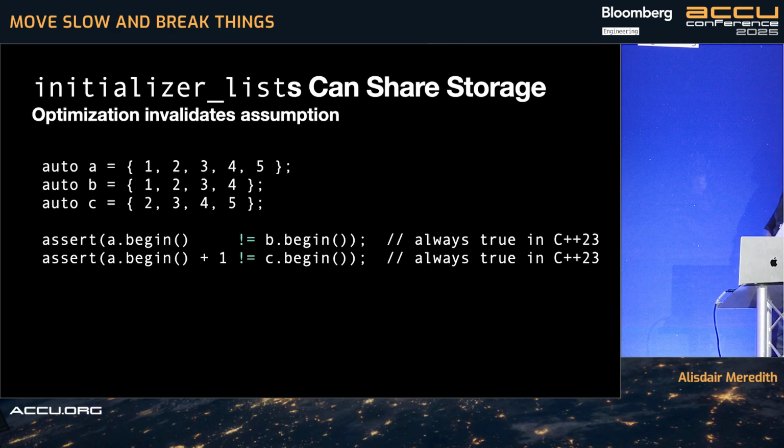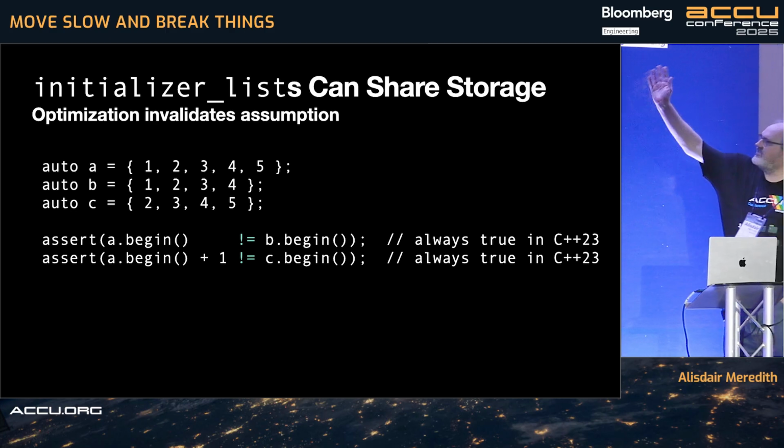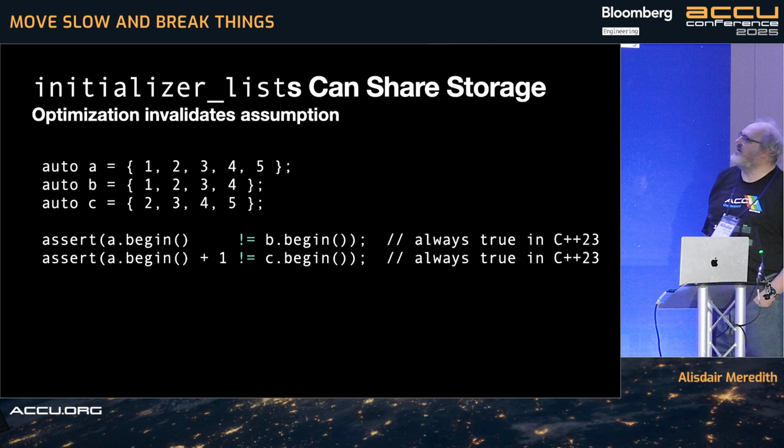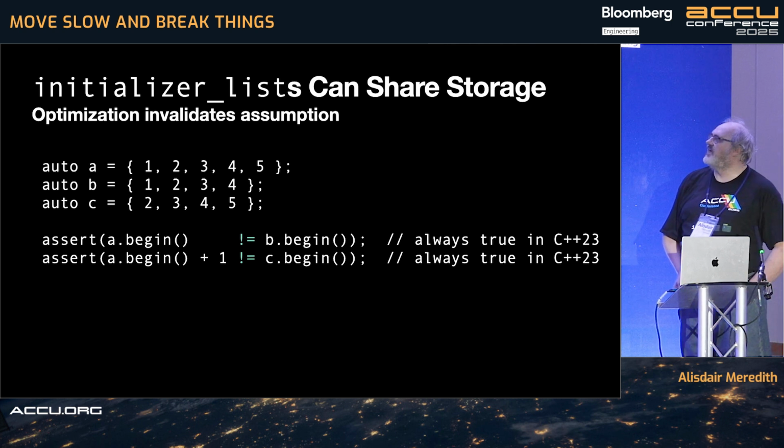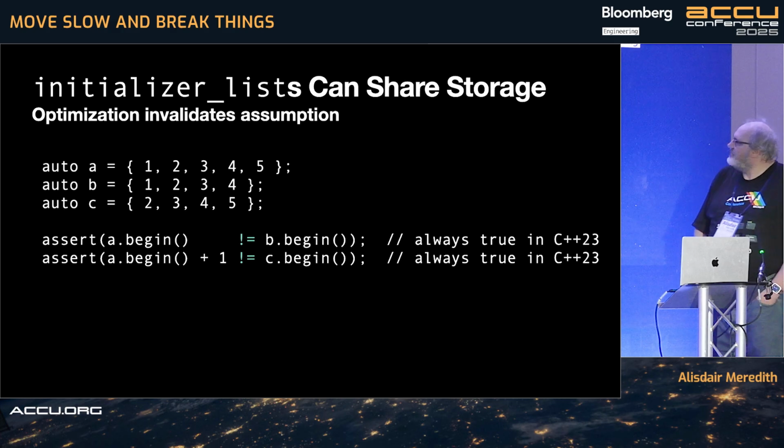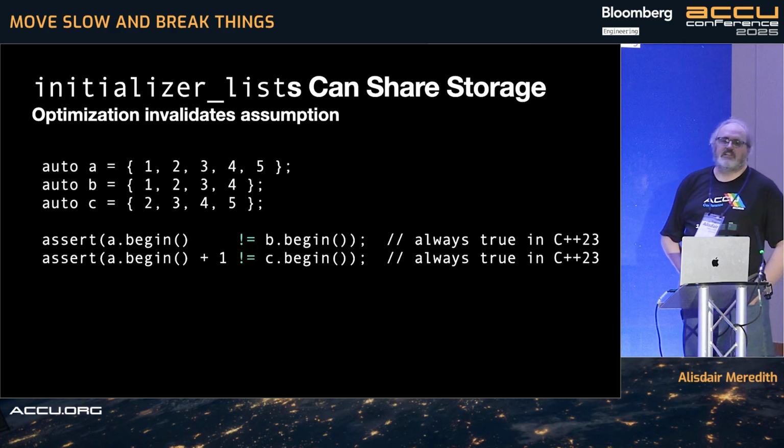Next interesting little corner case. This was an optimizer improvement to say, when I have an initializer list, much like when we can coalesce string literals, we should be able to coalesce the data backing an initializer list. So today, if I ran this program, auto A is an initializer list of 5 ints, B is an initializer list of the first 4 items from that list, and C is another initializer list of the trailing 4 elements. These are all distinct initializer lists.